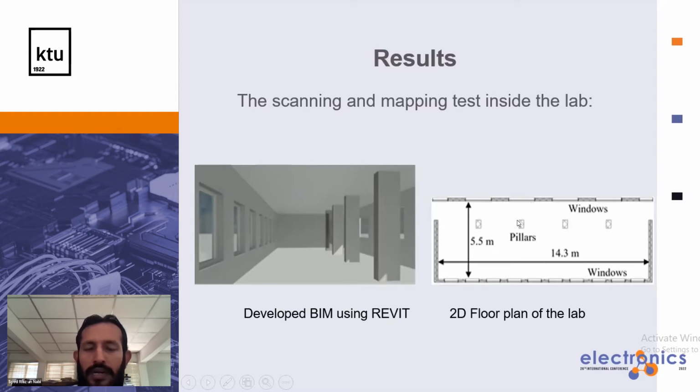And on the right-hand side, you can see the floor plan of this lab. This is very helpful for architects, and for any person who would like to renovate the building or construct a replica of this building. So that's why we are calling this a digital twin of that already built structure.